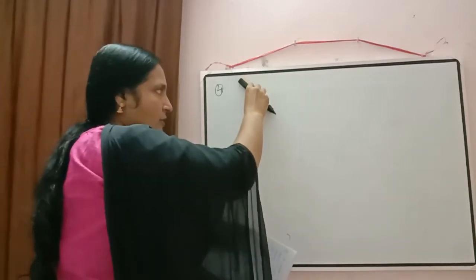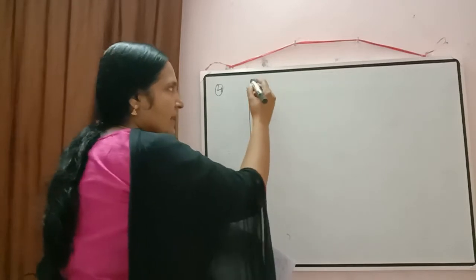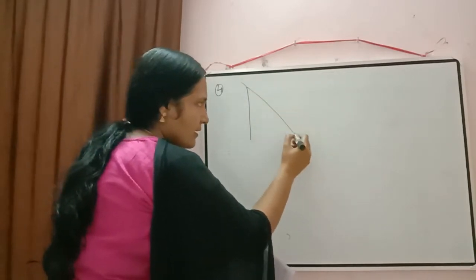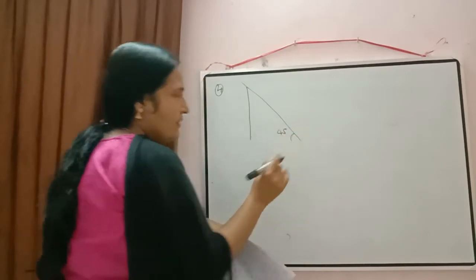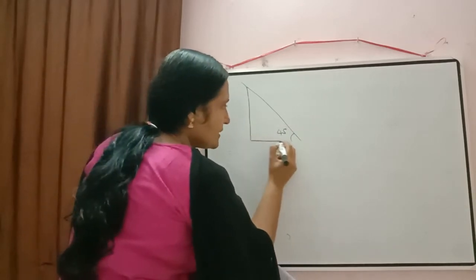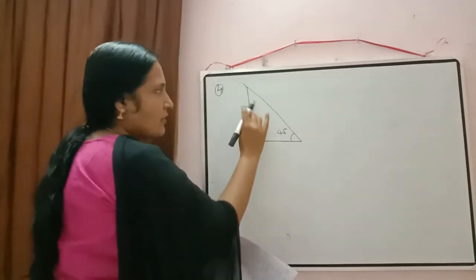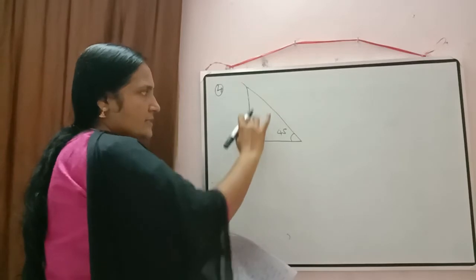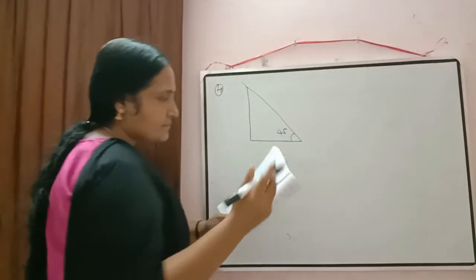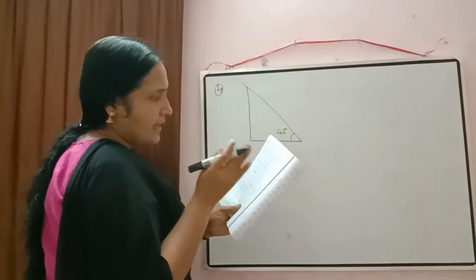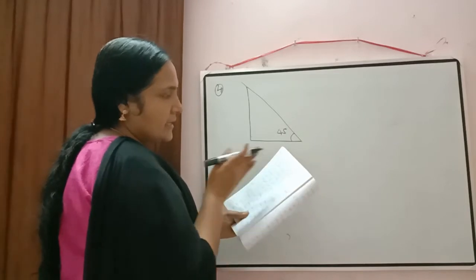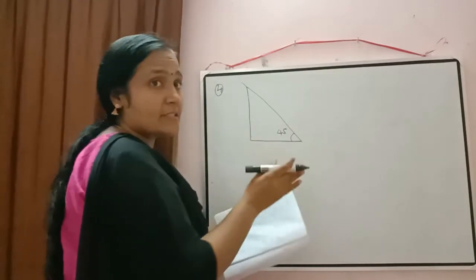Suppose the altitude is coming here, 45 degree. In that case, the length of the shadow, we can consider this one as the length of the shadow. Here this is the tower and this is the shadow of the tower. Okay. And then what is given? When the altitude changes from 45 degree to 30 degree, the length of the shadow increases by 10 meter.